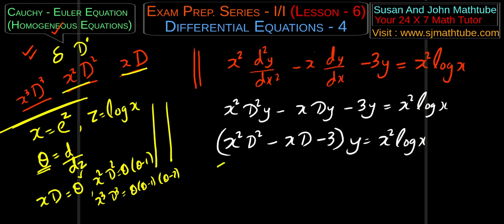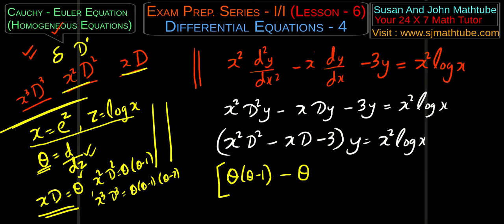So this part is for the left side and this part is for the right side. So theta into theta minus 1, and theta stands for derivative operator, minus theta minus 3 of y is equal to x square log x. Now for the right hand side, the substitutions are over here. e power 2z, because when you square that you get e power 2z, into z.